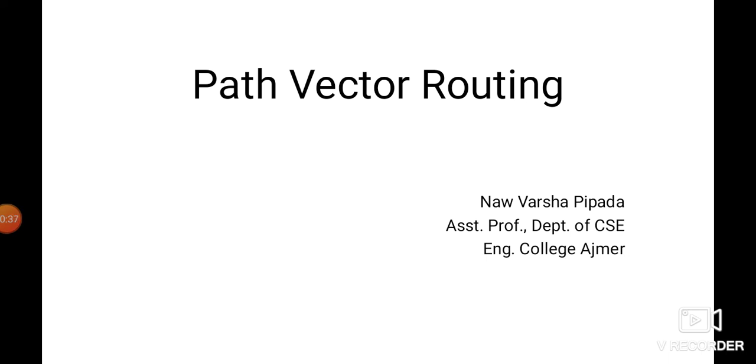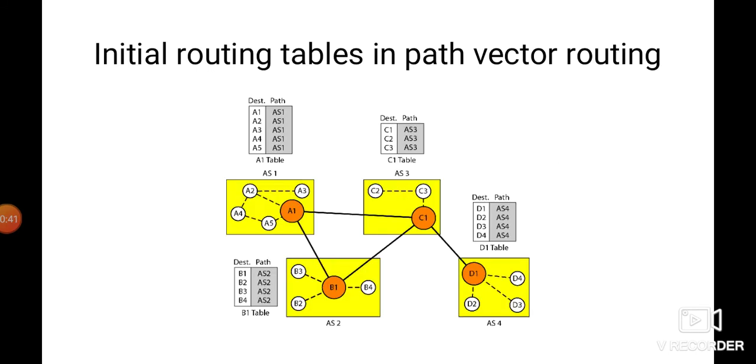Basically we have studied distance vector and link state routing, and both of these are intra-domain routing protocols. That means they both work inside an autonomous system. So if we have to connect two or more autonomous systems, then definitely we need some inter-domain routing algorithm which may perform routing between the autonomous systems.